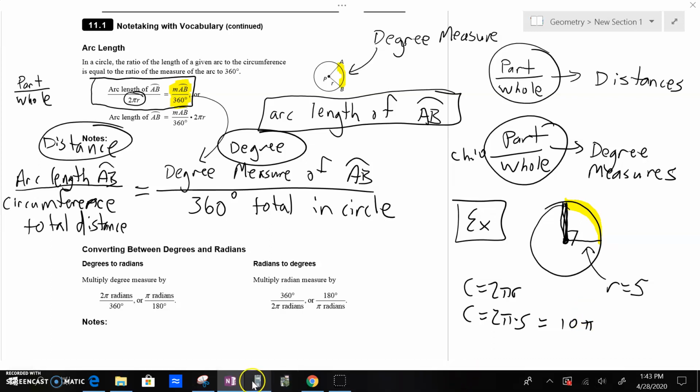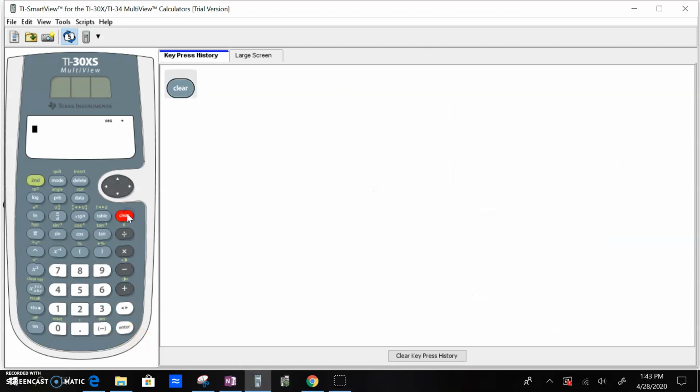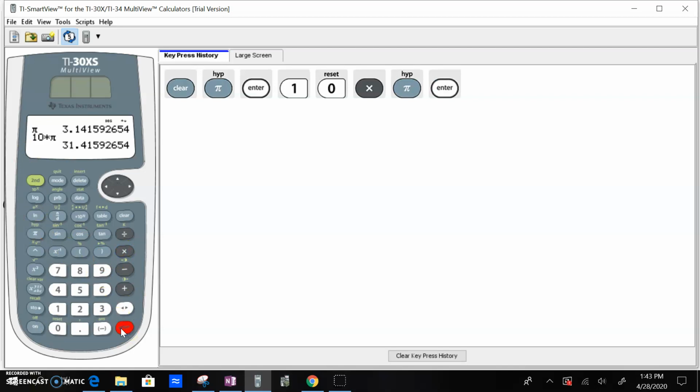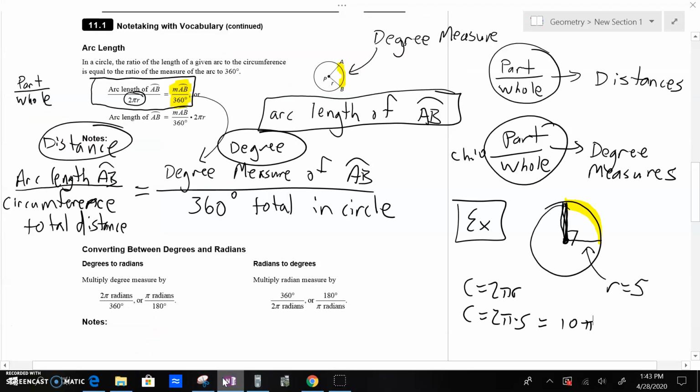And we can pop over to our calculator here. I'll clear out what I was doing. If I just hit the pi key and hit enter, it'll give you the 3.14 value. And if I did 10 times pi, that's going to tell me how far around on this circle we are. So 31.4 if I were to round to the nearest tenth. So that would say my circumference, the whole thing, is 31.4.